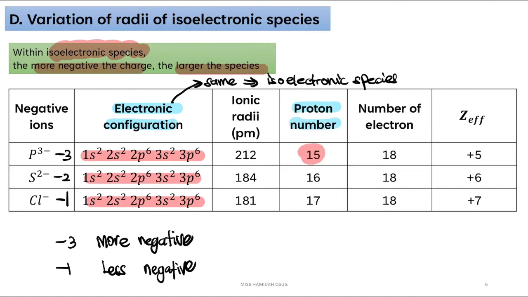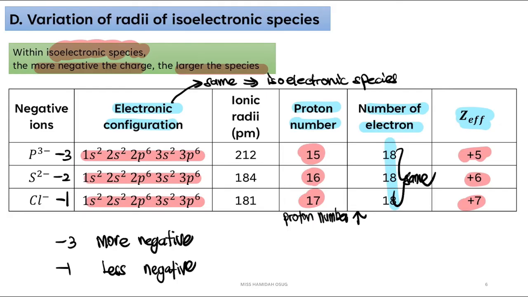Next, let's take a look at proton number. As we can see, the proton number is also increasing, but the number of electrons is the same. When we look at the Zeff value, we can see that the Zeff value is also increasing.